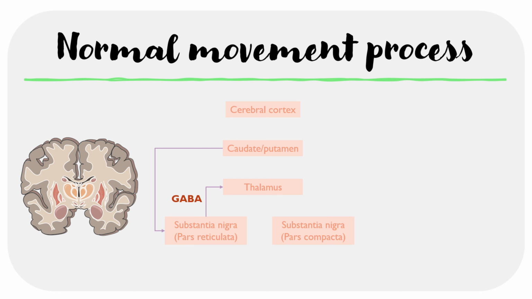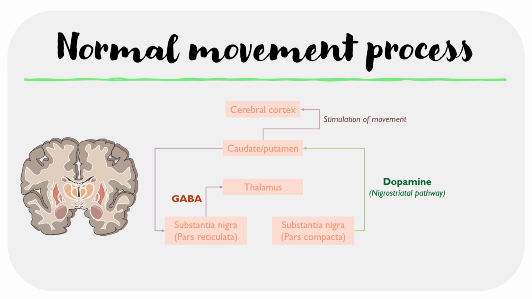And this pathway is governed by a neurotransmitter called GABA, which is the main inhibitory neurotransmitter within the body. The second pathway runs from the pars compacta to the caudate and putamen, otherwise termed the striatum, and this is known as the nigrostriatal pathway, which is basically governed by dopamine. Signals from the caudate and putamen are then sent to the cerebral cortex, which allows for stimulation of movement.